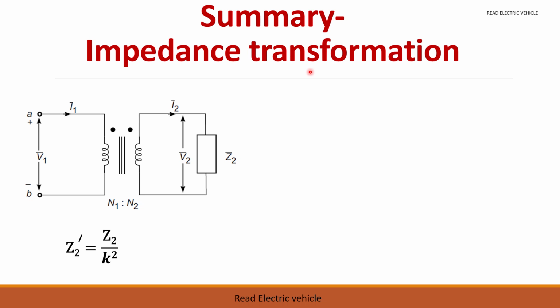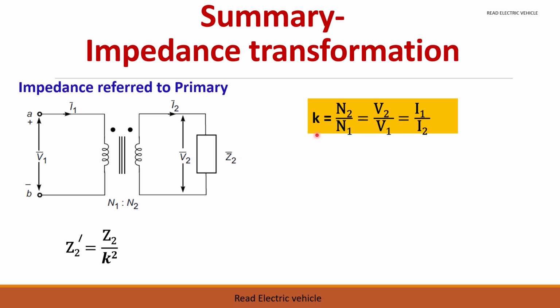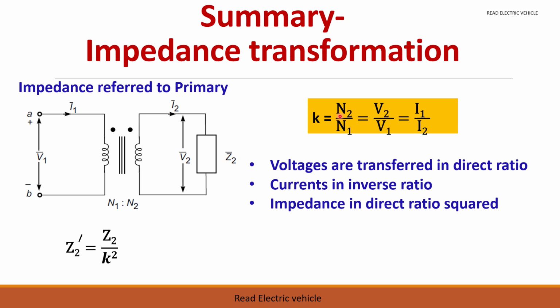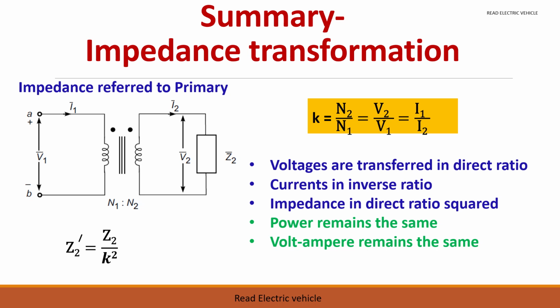And about the impedance transformation, you can transform the impedance from one side to the other side for analysis purpose. In case of impedance transfer to primary, Z2 dash is equal to Z2 by K square, where K is the turns ratio given by this one. You have to remember that the voltages are directly related, whereas currents are inversely related, and impedance is in direct ratio squared, and power remains the same and volt ampere remains the same.